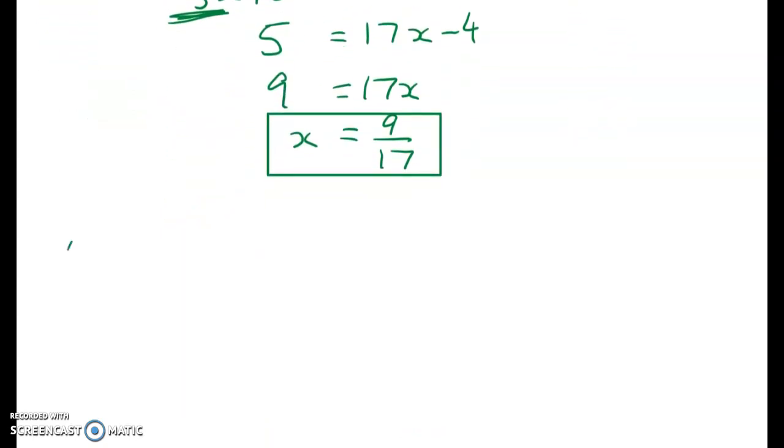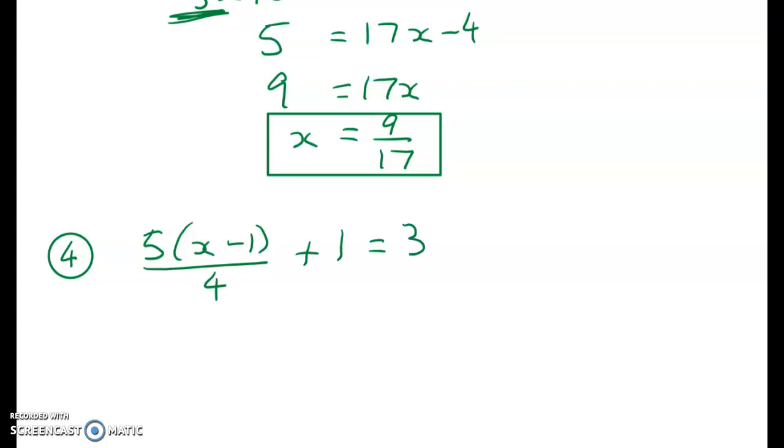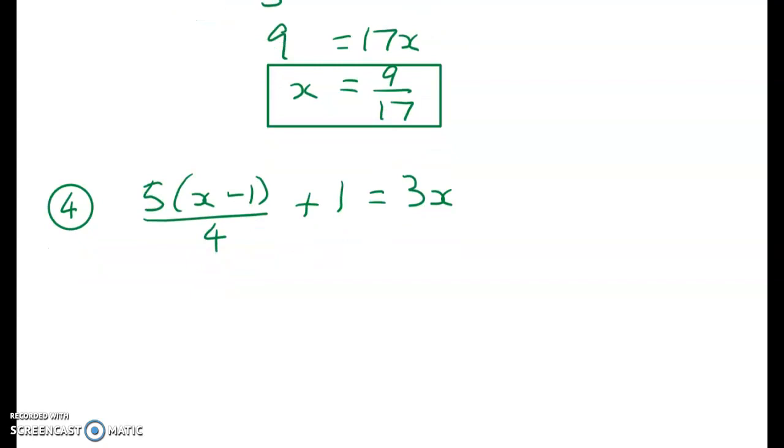Right, on to equation 4. A little bit different this time. So let's look at two ways we can do this one. Well, we need to be careful here, because if we want to multiply through by 4, we have to make sure we multiply everything through by 4. So one way to do this is to subtract 1 from both sides before we get started.